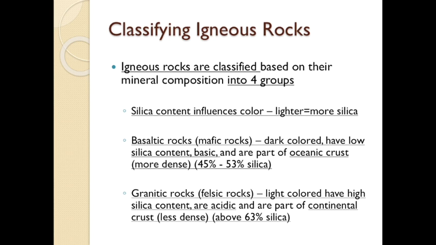The granitic rocks, on the other hand, are the felsic rocks, and these are going to be much more light colored, and these are going to be high in silica and are going to be more acidic. These types of rocks commonly make up continental crust, so essentially the land that we live on, and this is less dense. And again, that'll play a role more when we talk about plate tectonics. With granitic or felsic rocks, you're going to have over 63% silica.